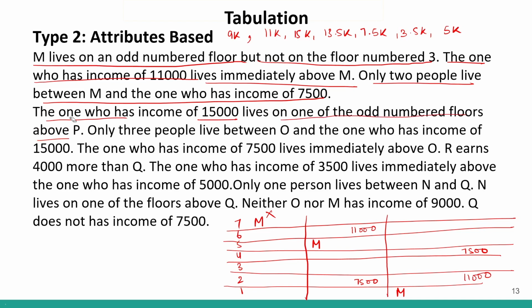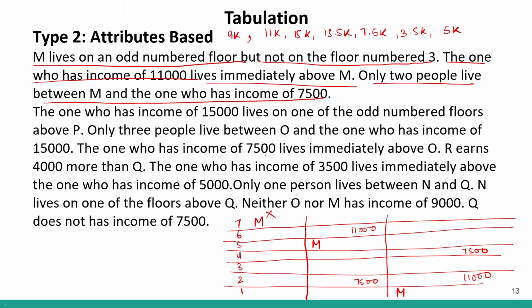So let us hold this information, because we cannot put it anywhere yet. We don't know the floor, and we don't know the position of P either. Now it is given to us that only three people live between O and the one who has income of 15,000. So this also we cannot place. Let us hold the information.